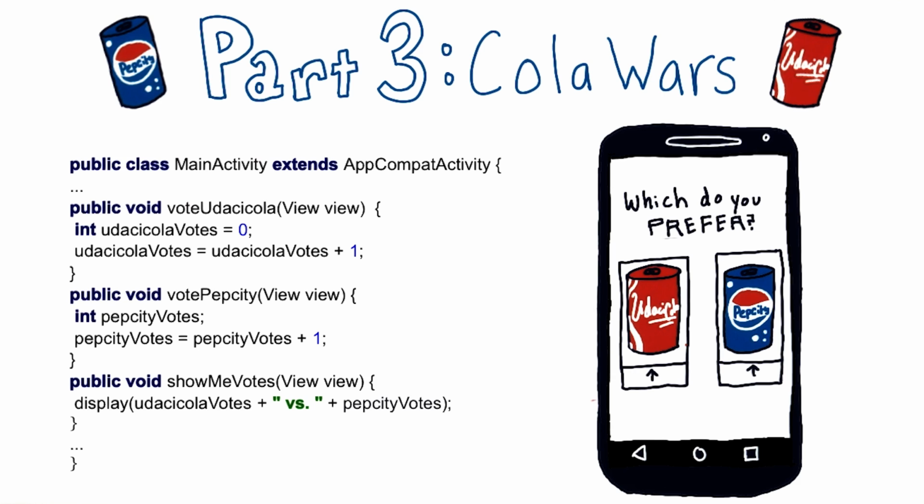Then, for the sake of argument, let's say that there's a third secret button which only you can use, which will show the votes. That button will call the showMeVotes method, which will show the Udasa Cola votes versus the Pepsi votes, so you can compare the two for your research.